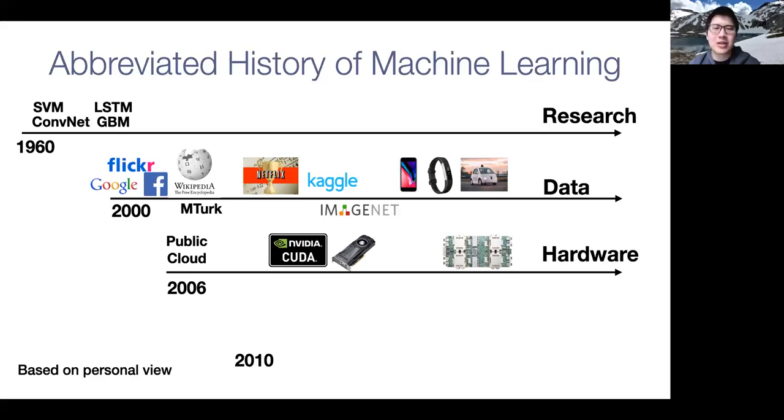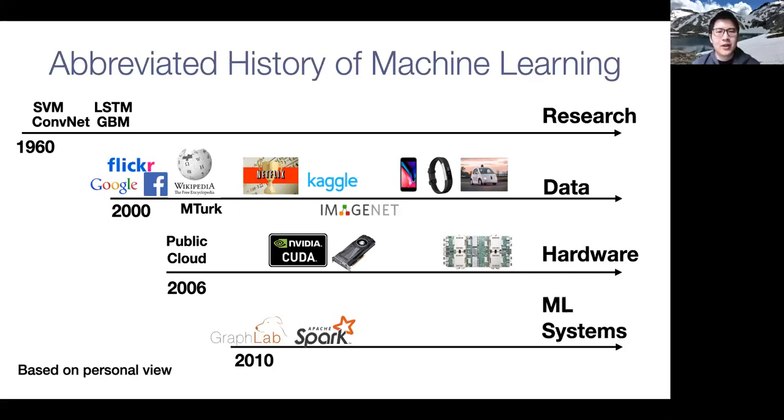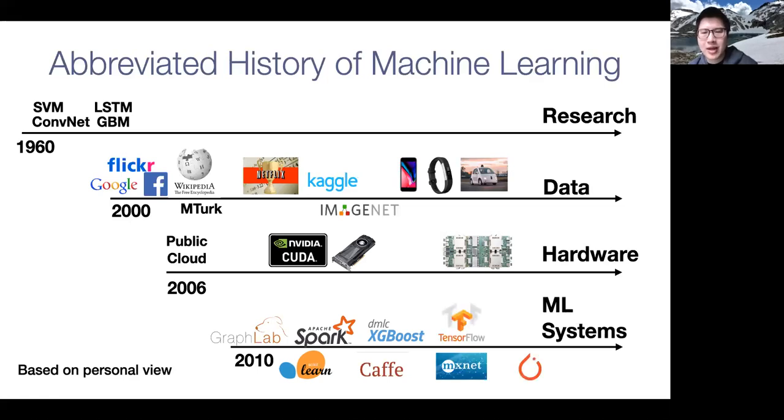In particular, starting in 2010, we started to see a wide range of machine learning systems arriving on the market. For example, there are GraphLab for general purpose graph processing, Apache Spark for data analytics, Scikit-learn for general purpose machine learning, Caffe, the first generation of deep learning system, XGBoost for gradient tree boosting, and ResNet, TensorFlow, and PyTorch for the current generation of deep learning system.